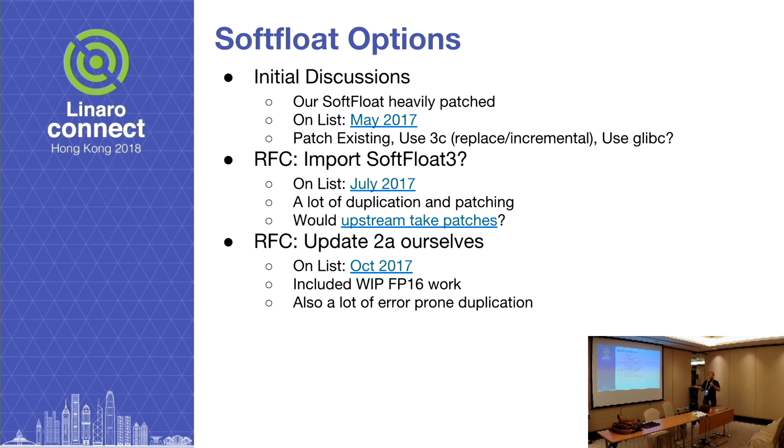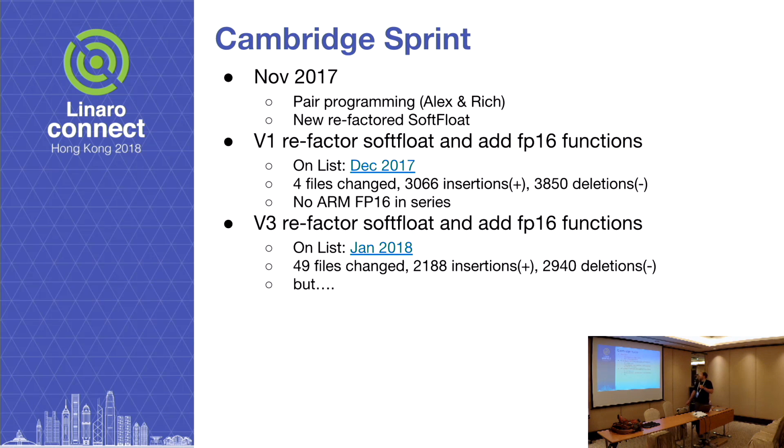So the next RFC I posted, I started making a bunch of changes to our existing 2A implementation to start implementing half precision. That went onto the list in October, but it was readily apparent there was quite a lot of problems with it, because the general process for implementing half precision was to take float 32 add, copy and paste it, change all the magic numbers to deal with the float 16, and errors are likely to creep in. So this wasn't particularly acceptable either. We could see it would be a lot of effort.